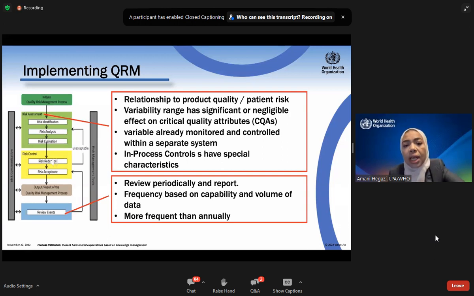Hence, the relationship of every critical process parameter, every critical material attribute and all variation sources to the product quality and the patient risk should be established. The variability ranges that have a significant impact on the critical quality attributes should be defined. Those that have a negligible effect on the critical quality attributes should also be defined.